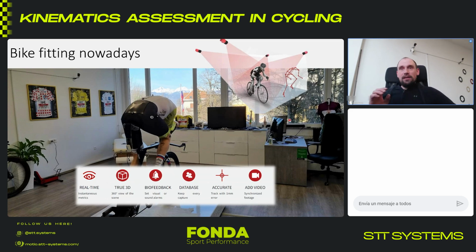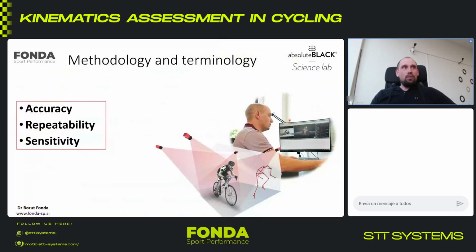Why? Because when you relate your data that you measure using whatever system, it could be from a manual goniometer, Vicon, or STT, it needs to have some links to the science you're referring to. So every piece of equipment, every measurement you take, needs to have some sort of background. And what we call this is accuracy, repeatability, and sensitivity.